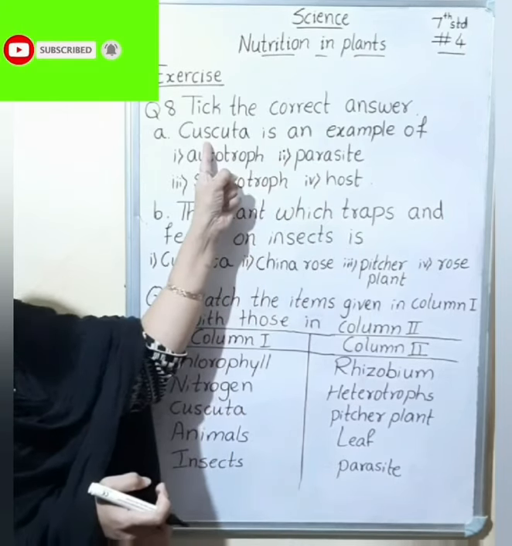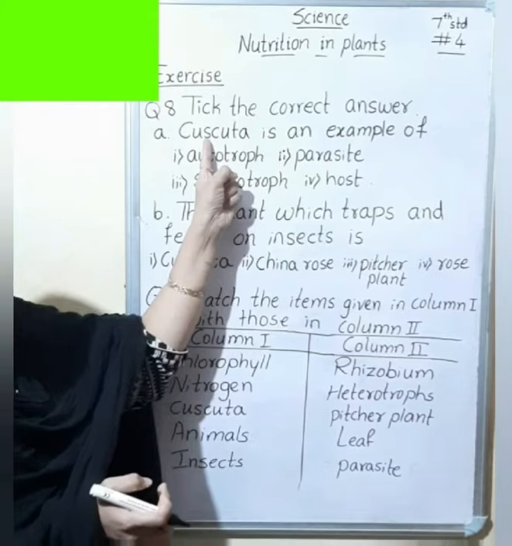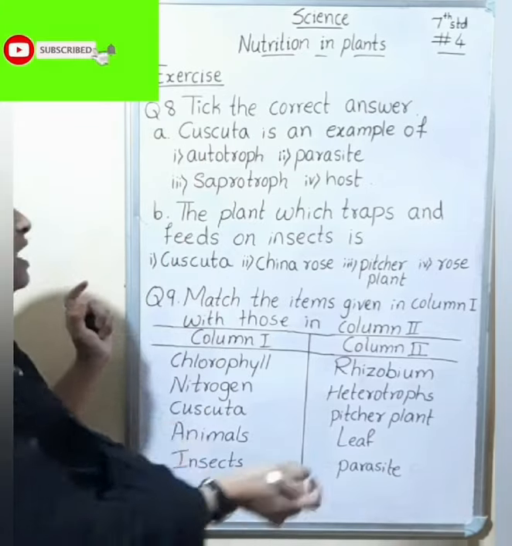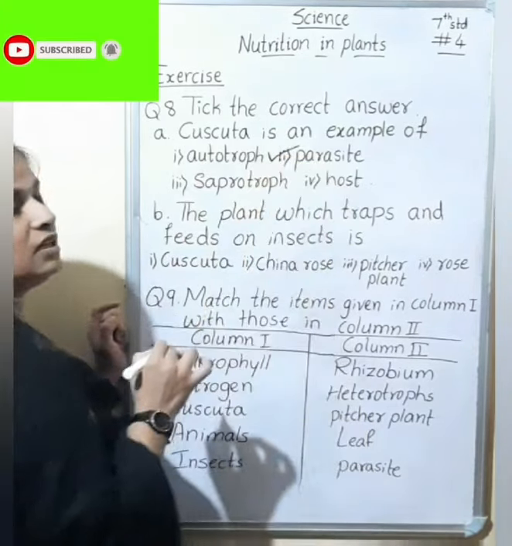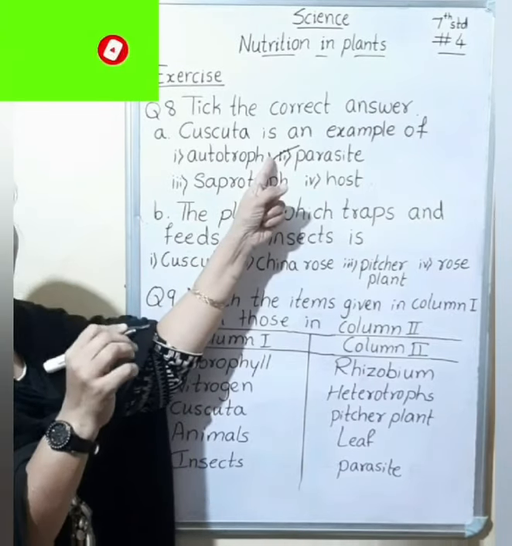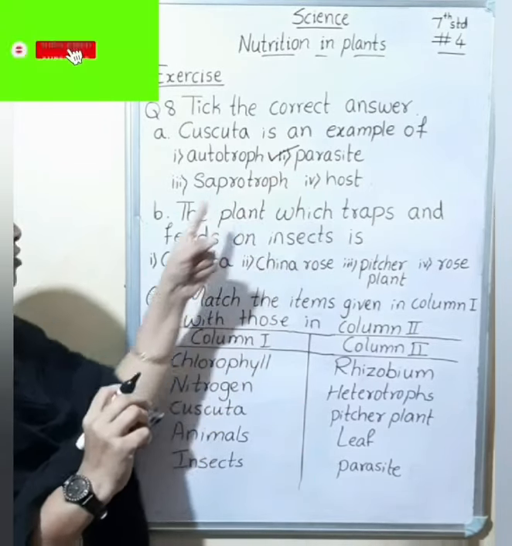Actually Cuscuta is a parasite because it derives the nutrients from the host plant. Okay, so let me write. Here I am marking just a tick mark. You can write down the answer in your notebook.